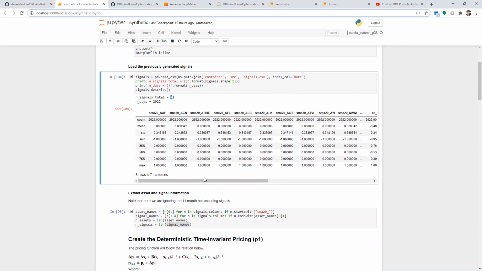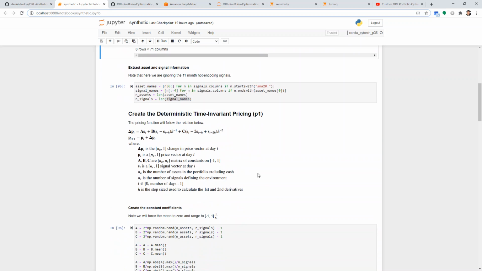And what we're actually going to do here to create this synthetic set of pricing history, we're going to ignore the months of the year, and just take each of these signals for each of the particular assets. And then from that, we're going to generate some new pricing or delta pricing. So this is the equation here.